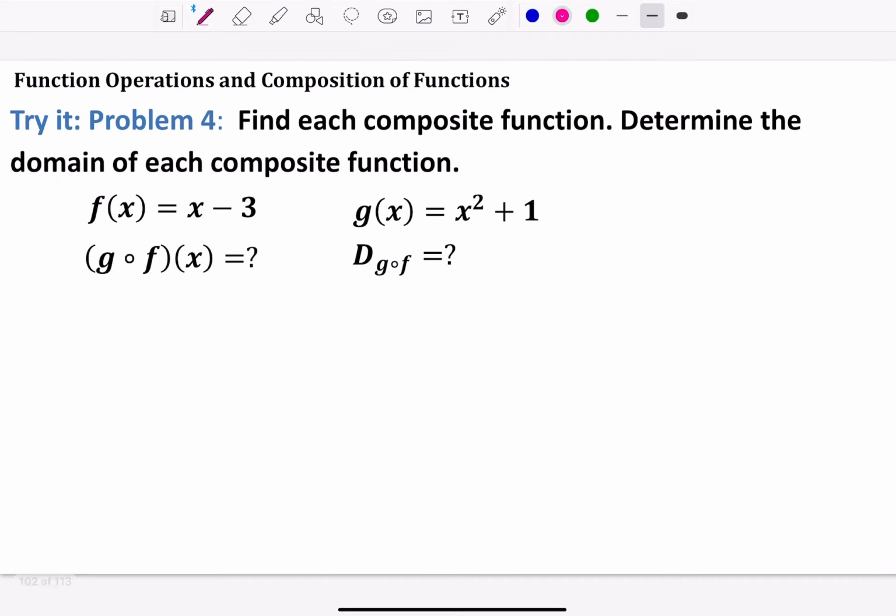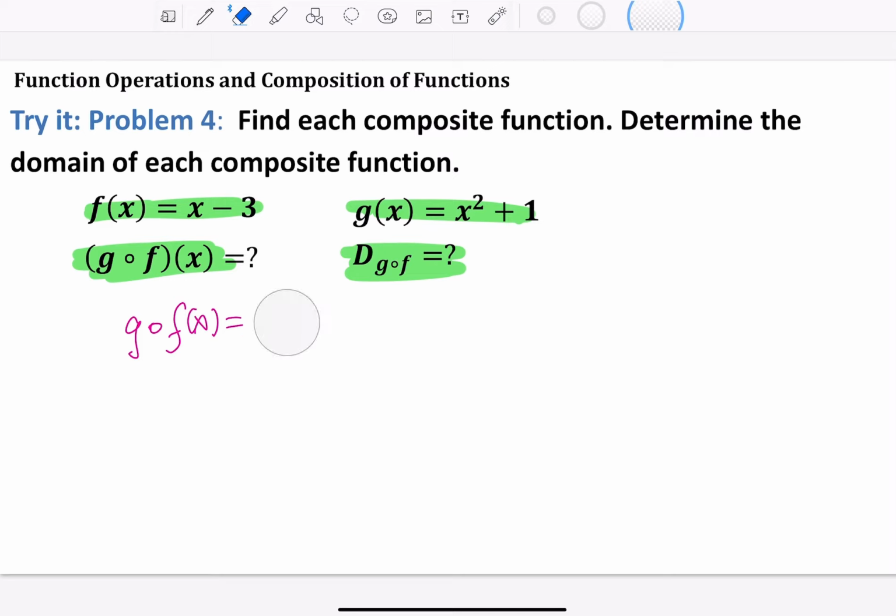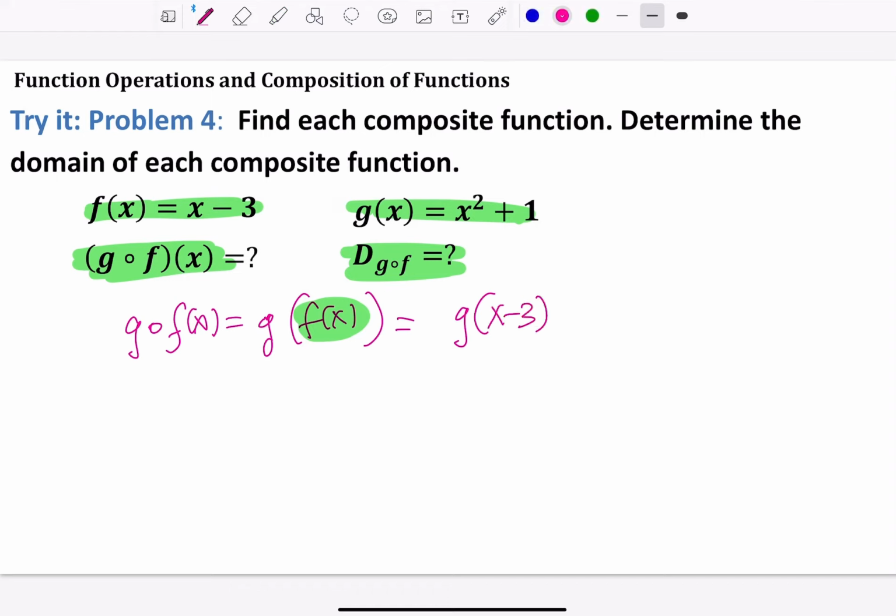Another example. In this case, we are given f of x and g of x, we're looking for g of f of x, and we want to find the domain of the composite function. g of f of x: the new x inside the g function will be the f of x, which is x minus 3.